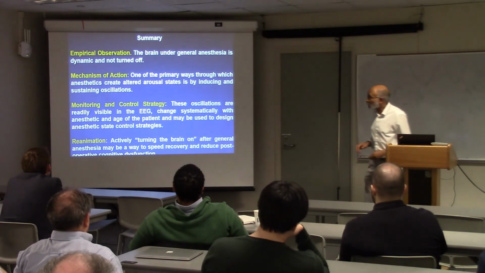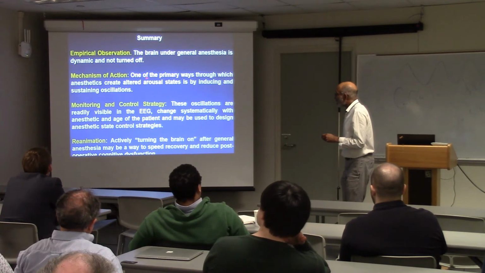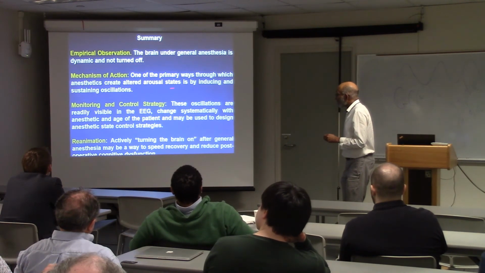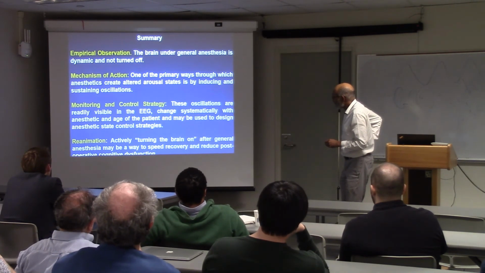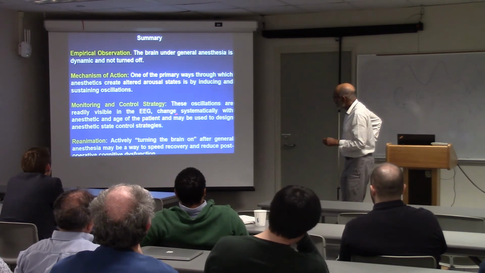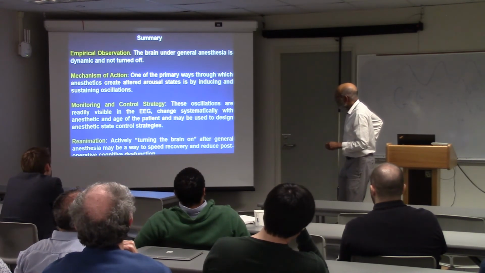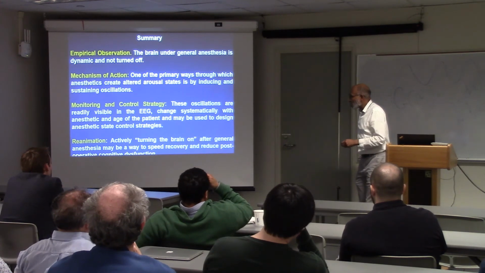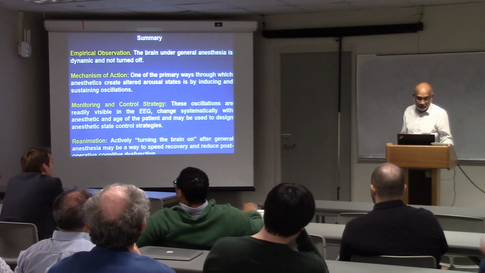All right. So this is what I've told you. The brain under anesthesia is not turned off. It's actually quite dynamic. I've shown you why the oscillations might be a way of reducing these altered states of arousal. I've shown how you can probably monitor them very easily using EEG, that they change with the anesthetic and the age of the patient, and that not only can we use it to monitor, but maybe even develop control strategies. I've just shown you a little bit of something about turning the brain back on. This might be a way of reducing brain dysfunction after anesthesia. So I'll stop there. Thank you.